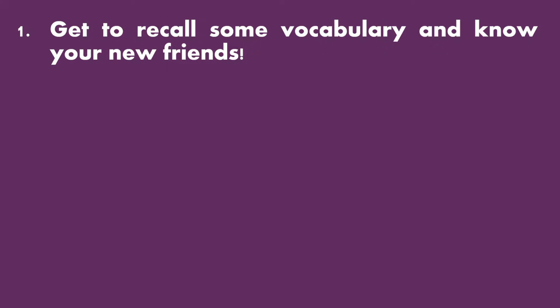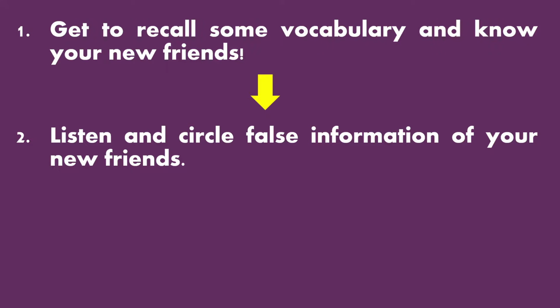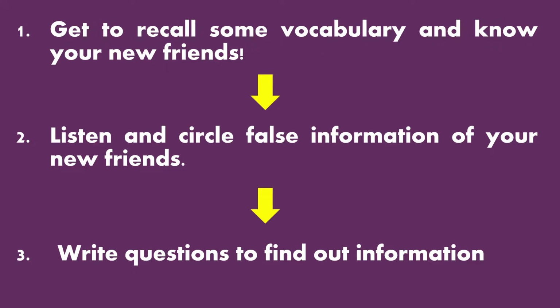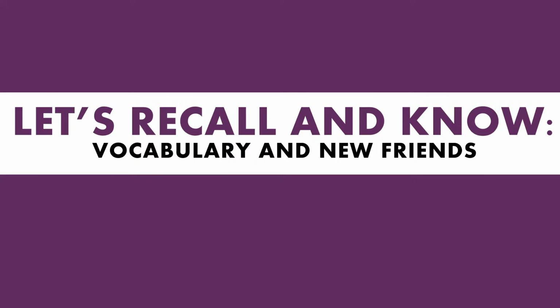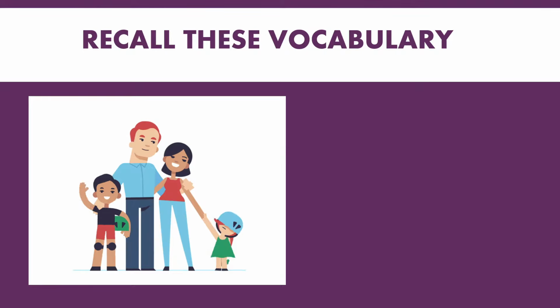First, we shall recall some vocabulary and get to know your new friends. After that, we shall listen and circle false information provided by your new friends. And last but not least, we shall learn to write questions together to find out information about other people. Without further ado, let us move on to the first activity, which is to recall some vocabulary and get to know your new friends. Together, follow after me.